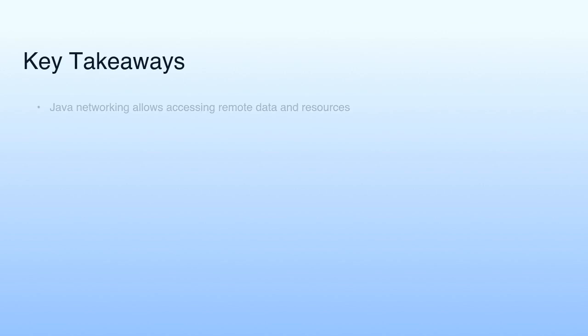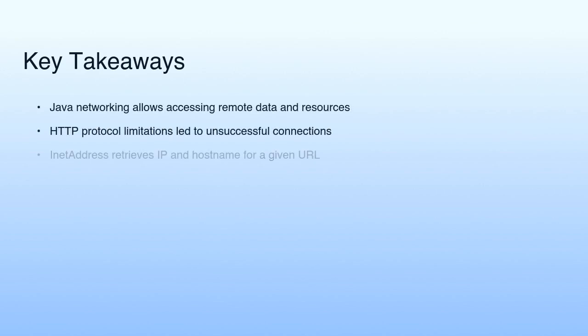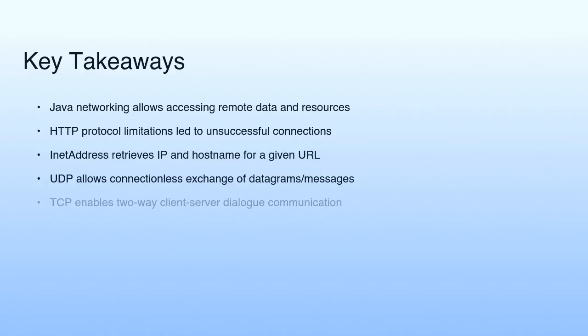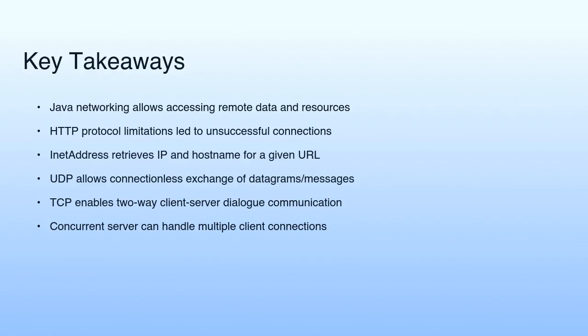In conclusion, the key takeaways from this video include Java networking allowing access to remote data and resources, the limitations of the HTTP protocol leading to unsuccessful connections, InetAddress retrieving IP and hostname for a given URL, UDP enabling connectionless exchange of datagram packets, TCP facilitating two-way client-server dialogue communication, and concurrent servers handling multiple client connections.